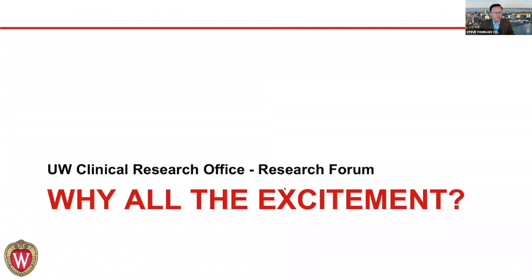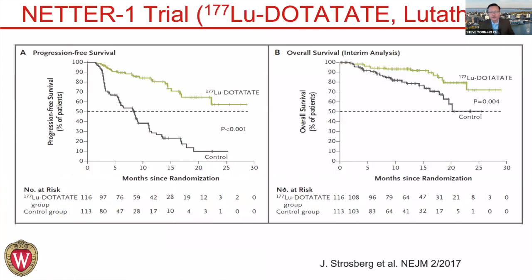So after all this, if you're not excited about this already, I guess the question is, why all the excitement? Why all of the investment in this? And I just want to tell you the reason for that is really that these agents are very effective. So this is a Kaplan-Meier curve, or a patient progression-free survival and overall survival curve for the NETTER-1 trial.